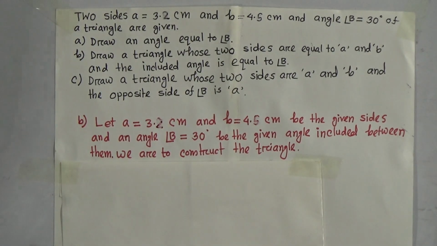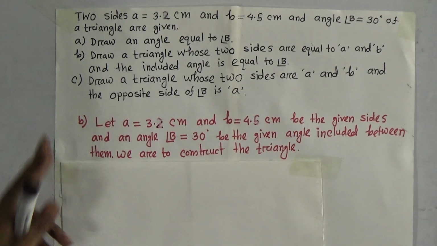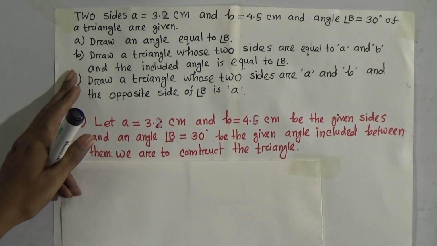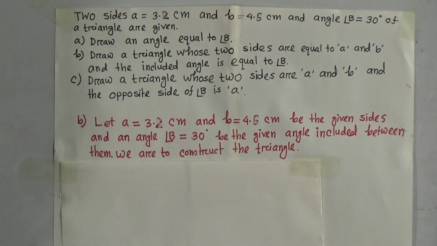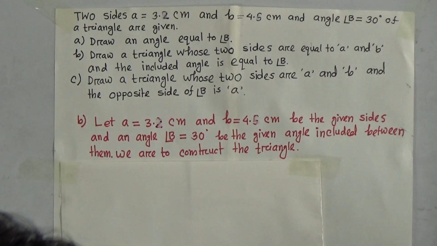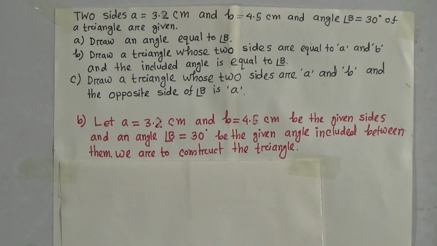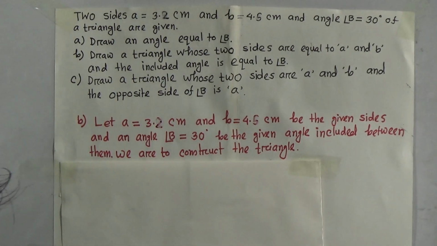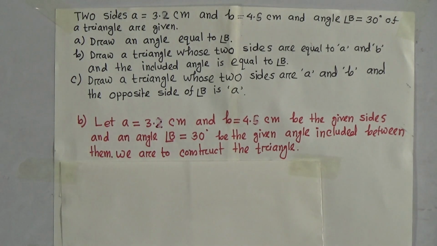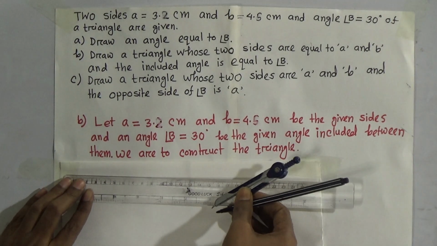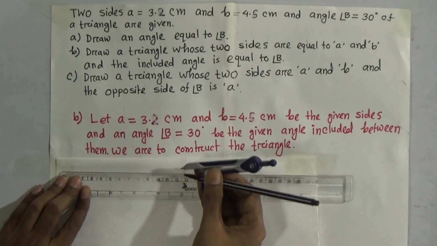Okay. This is so much easier for you. Again, I will solve this in B number. You can take help also from B number. Now, at first you have to take A equal to 3.2 centimeter. Take now A equal to what? 3.2.